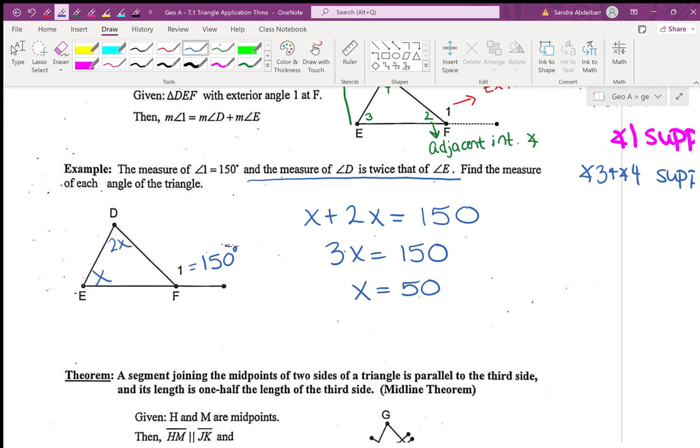So if x is 50, angle E is 50, angle D is 2 times 50, which is 100. And what about angle DFE? How many degrees does that have to be? 30, you got it.